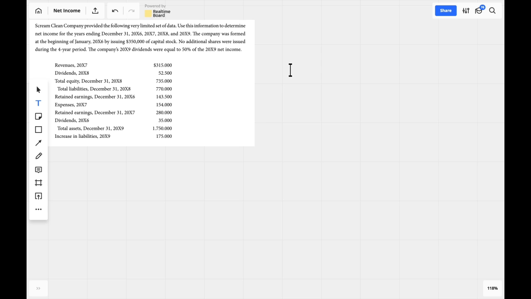The company was formed at the beginning of January 20x6 by issuing $350,000 of capital stock, and no additional shares were issued during the 4-year period. The company's 20x9 dividends were equal to 50% of the 20x9 net income. Alright, and then there's a bunch of financial information below. So how would you actually approach a question like this?